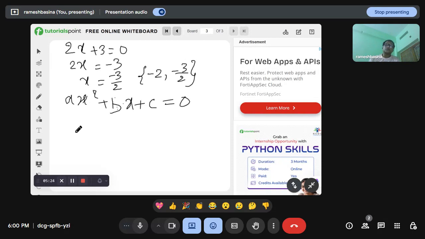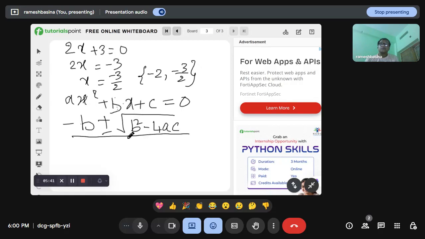In this equation, if you find the factors, you will get minus b plus or minus root of b square minus 4ac, by 2a. If you solve this equation by the completing squares method, you will get the roots of this equation. Now I will explain how you get these roots for solving the general equation.